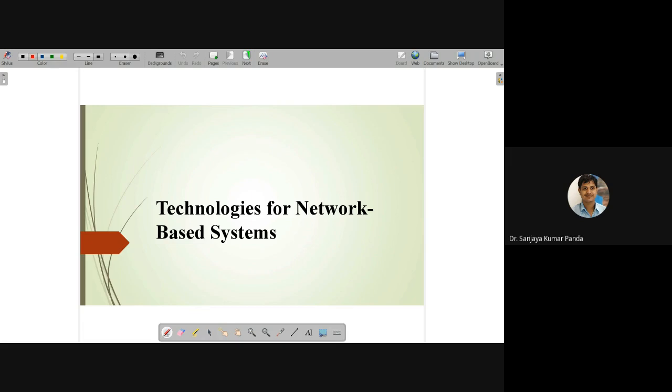We'll discuss the MapReduce framework. We'll see how to solve a problem using the MapReduce framework, and also we'll look at some of the performance and energy efficiency issues related to cloud computing. So first, I'll tell you about the technologies for network-based systems.